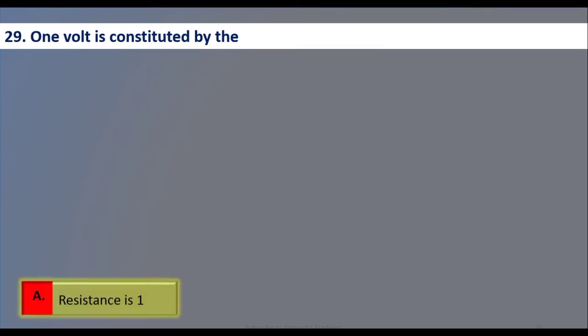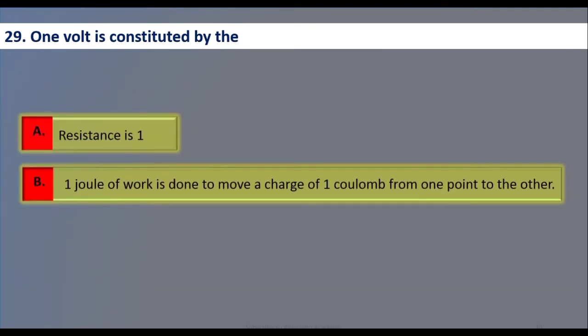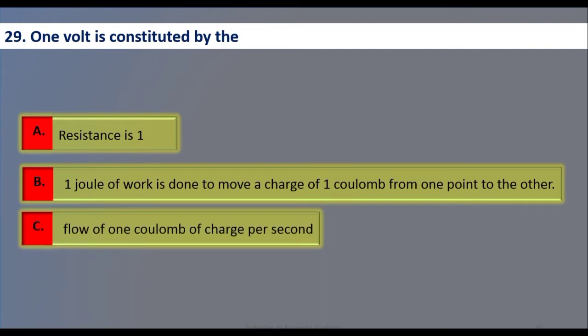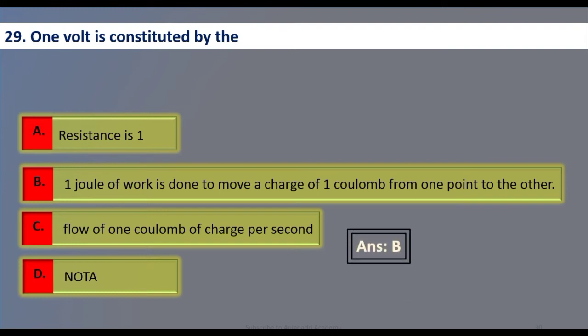1 volt is constituted by the resistance is 1, or 1 joule of work is done to move a charge of 1 coulomb from one point to other. Just now we saw the definition and formula of volt, potential difference. V is equal to W by Q. Just apply that formula. Therefore, option B is the right answer. That is 1 joule of work is done to move a charge of 1 coulomb from one point to the other. Option B is the right answer.